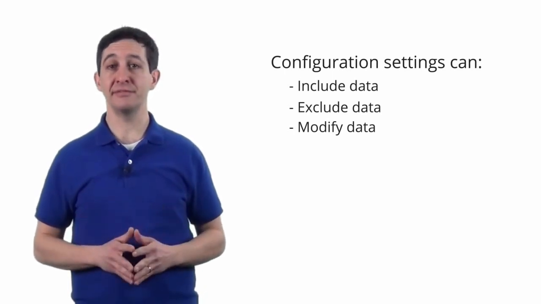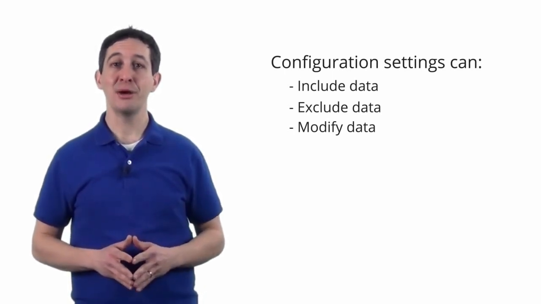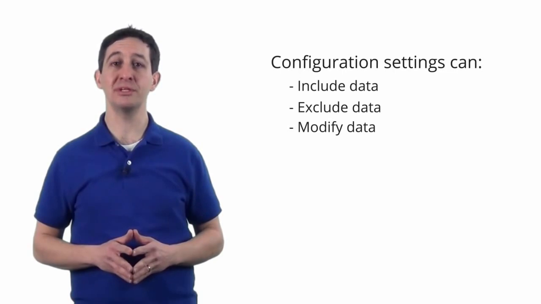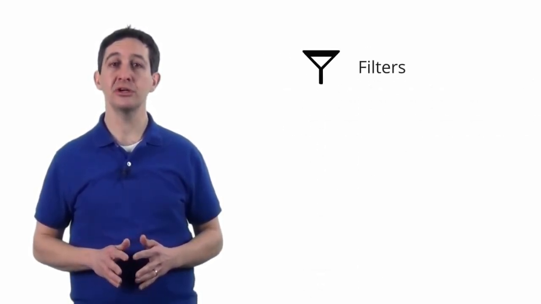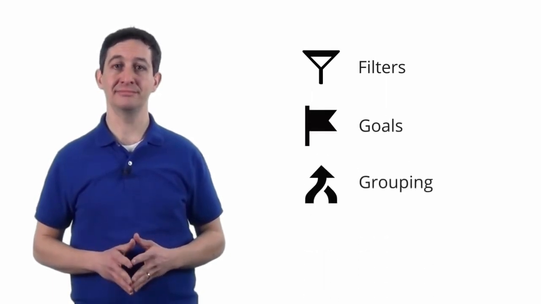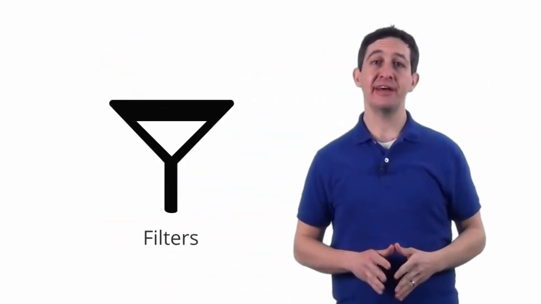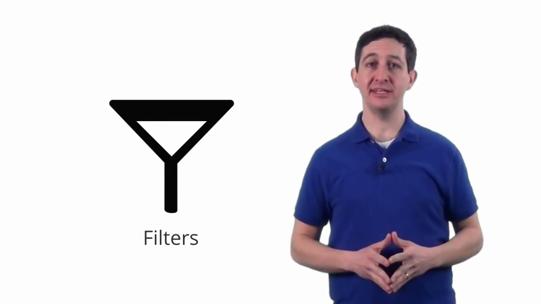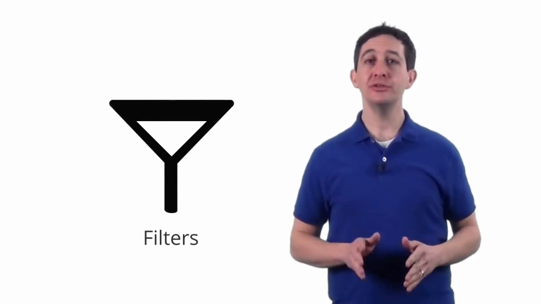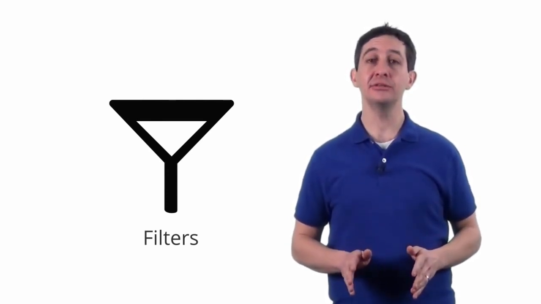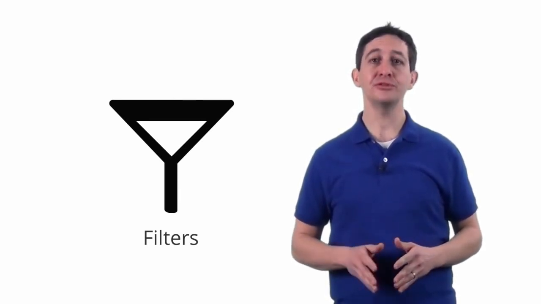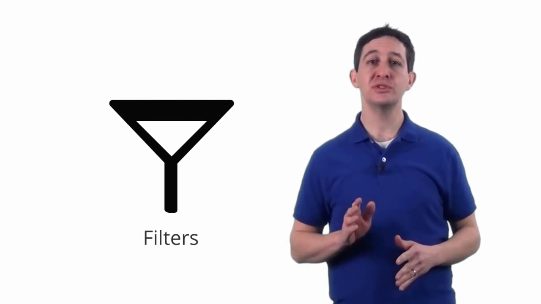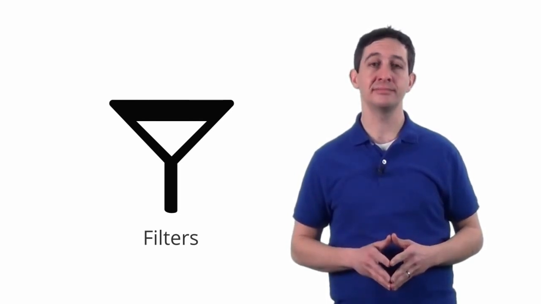There are a lot of configuration options in Google Analytics, but we're going to talk about a few of the most important ones that we think everyone should try: filters, goals, and grouping. Filters provide a flexible way you can modify the data within each view. You can use them to exclude data, include data, or actually change how the data looks in your reports. Filters help you transform the data so it's better aligned with your reporting needs.